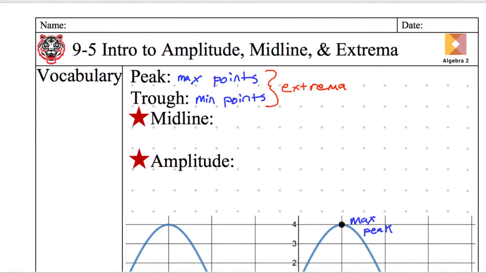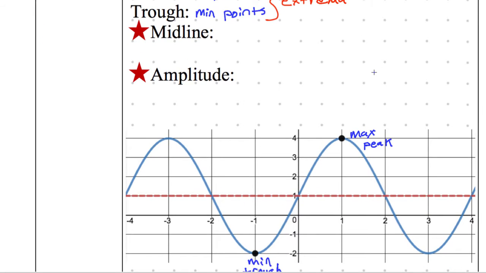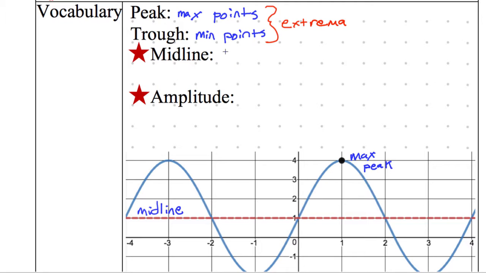All right, midline. As you might guess, the midline down here, I'm just going to keep red and blue. The midline is this dashed red line that goes through the center. So the way to say midline is it is the line in between the minimum and the maximum. So it is exactly halfway in between, so that's the way that you find it.